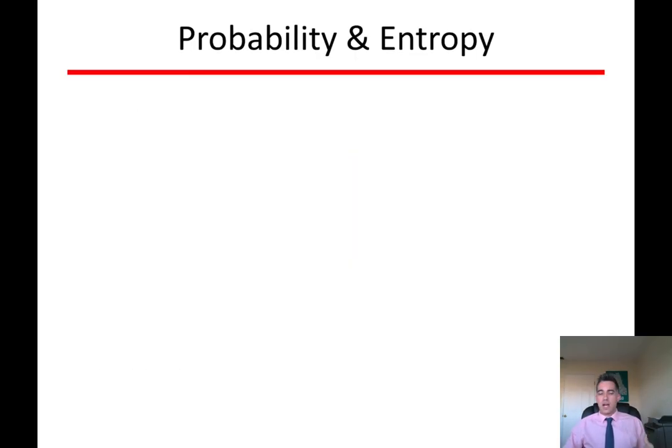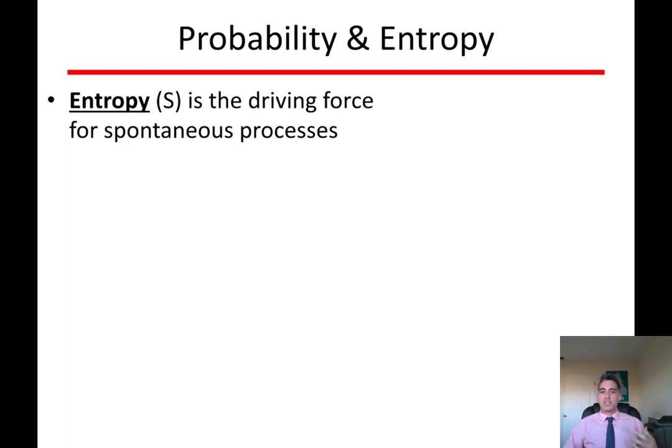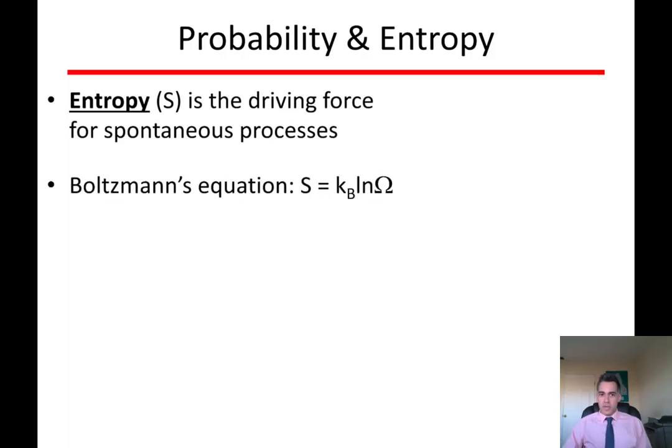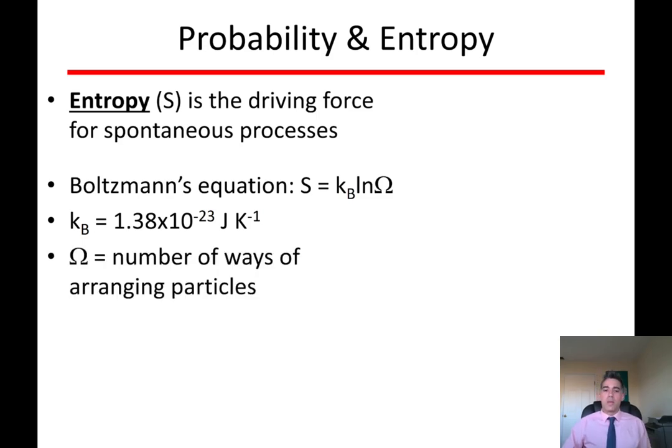Now, let's talk about how that relates to thermodynamics. There is another state function that we're going to introduce here called entropy. We'll use the letter capital S to represent that. And this is going to be the driving force for spontaneous processes. Ludwig Boltzmann came up with an equation that says that entropy is equal to k sub B, which is a constant. It carries a value of 1.38 times 10 to the minus 23 joules per Kelvin, times the natural log of omega, where omega represents the number of ways that you can arrange the particles.